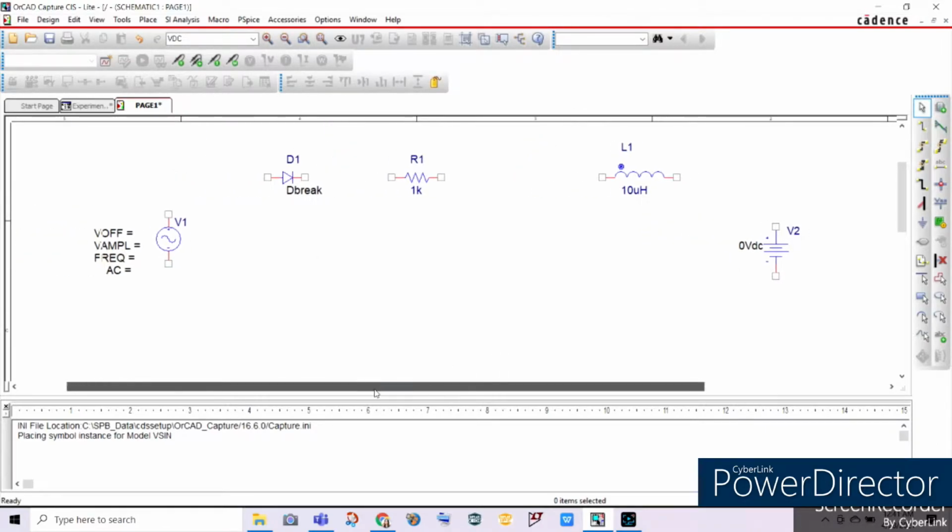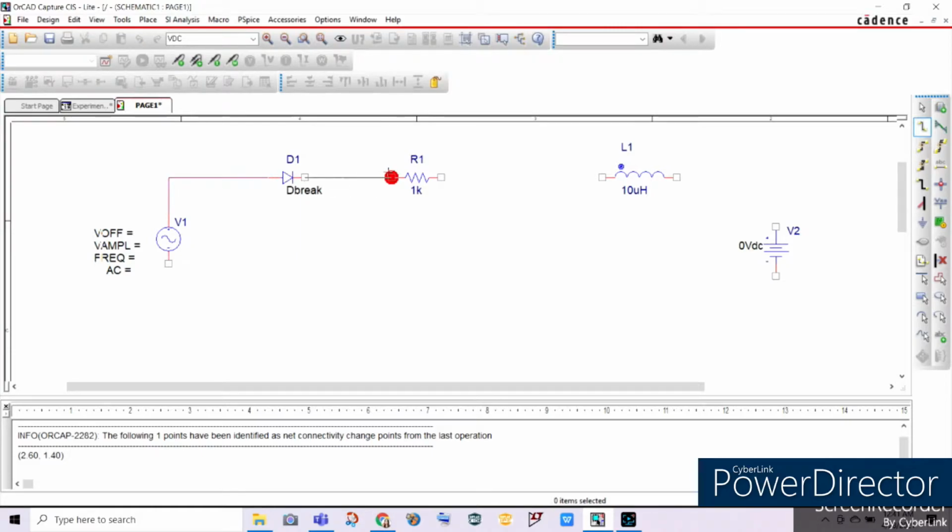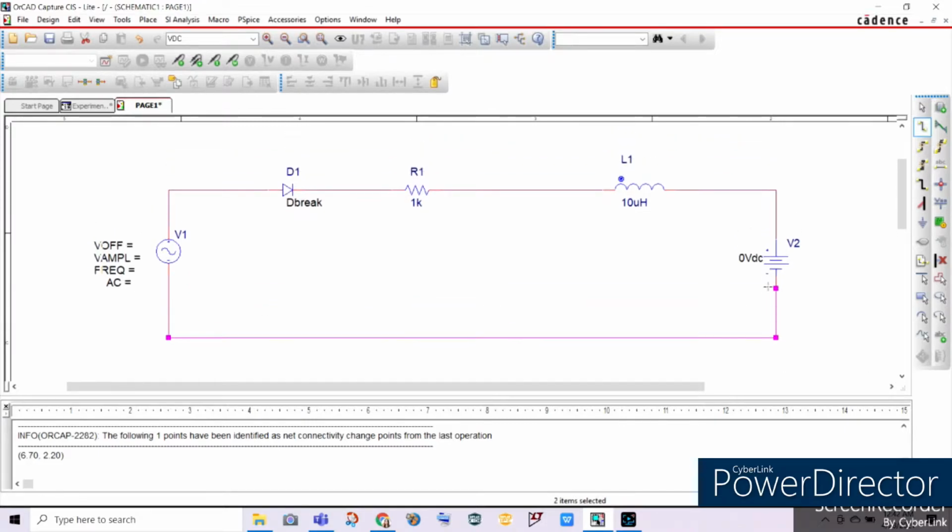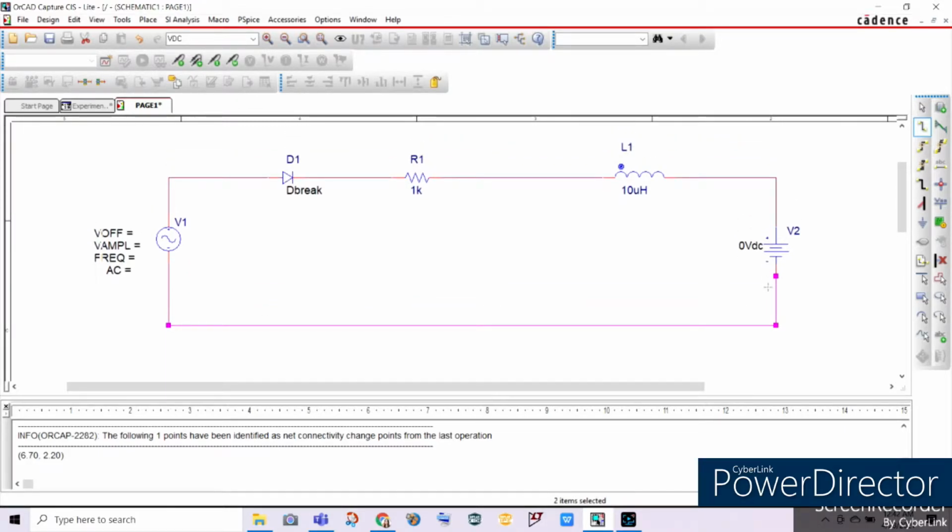Now let's zoom in on our circuit. We will be connecting our components through wires. Our voltage source here, then our diode here, then our resistor here, and our inductor here, and our DC voltage source. Our VSIN source will be connected to our DC voltage source here. So this will be our circuit for part 1, our RL source load.